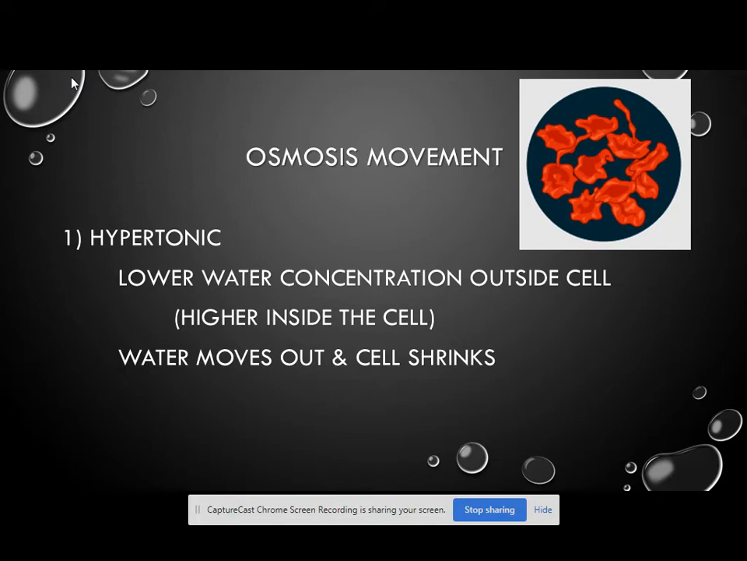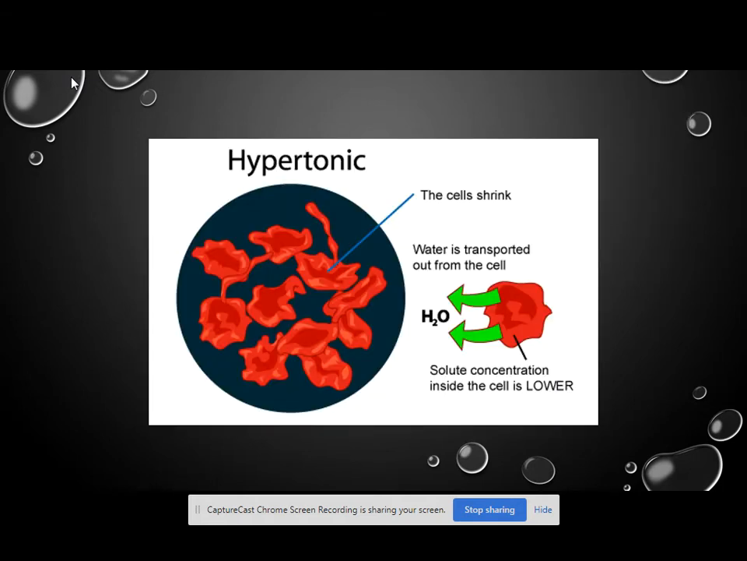And the picture I have up there is a shrunken cell. That's because water has moved out because of osmosis. Now, these cells that I have here are representing erythrocytes, which are your red blood cells. And you can see that they've shrunk a little bit. So maybe this might be putting red blood cells in a salt or sugar solution where a lot of water is moving outside the cells.